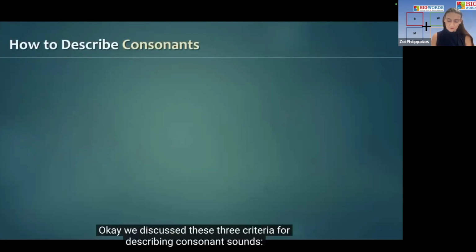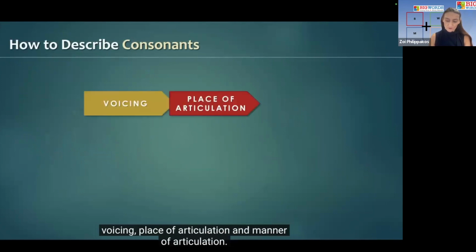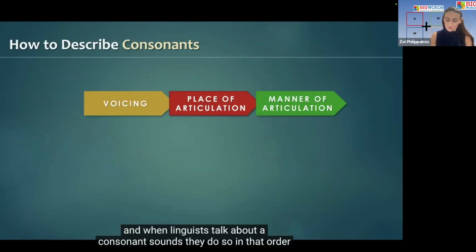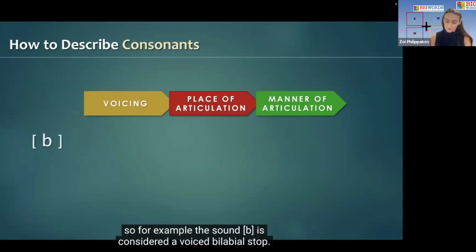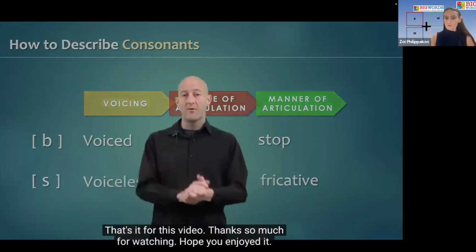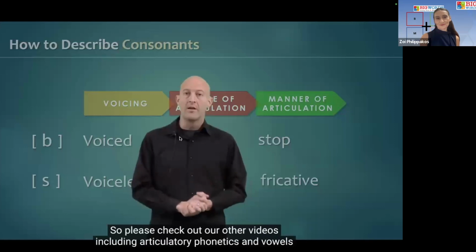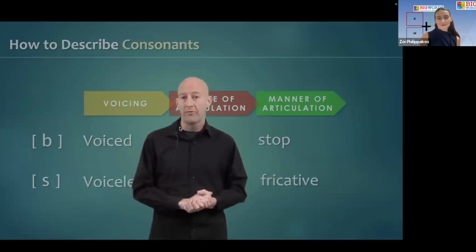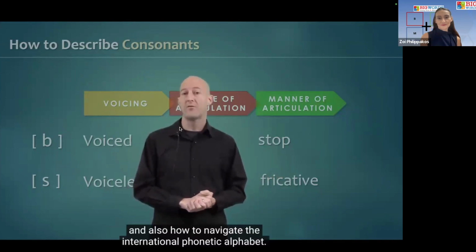Okay, we've discussed these three criteria for describing consonant sounds: voicing, place of articulation, and manner of articulation. And when linguists talk about a consonant sound, they do so in that order. So, for example, the sound b is considered a voiced bilabial stop. S is a voiceless alveolar fricative. That's it for this video. Thanks so much for watching. Hope you enjoyed it. So please check out our other videos, including articulatory phonetics and vowels, and also how to navigate the International Phonetic Alphabet.